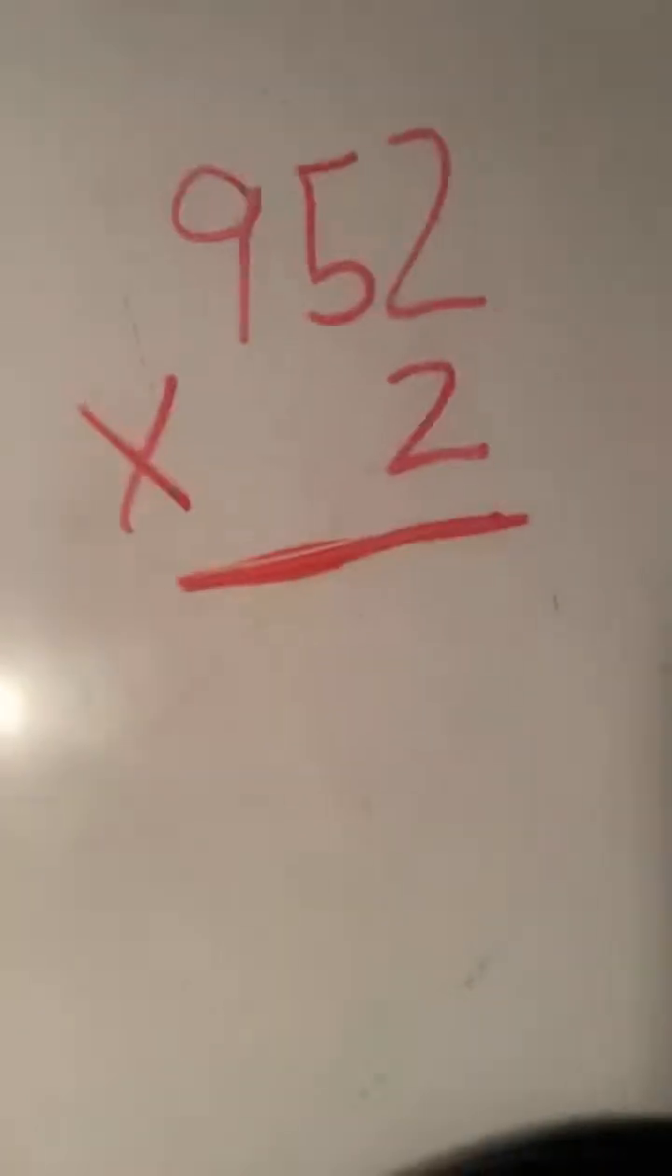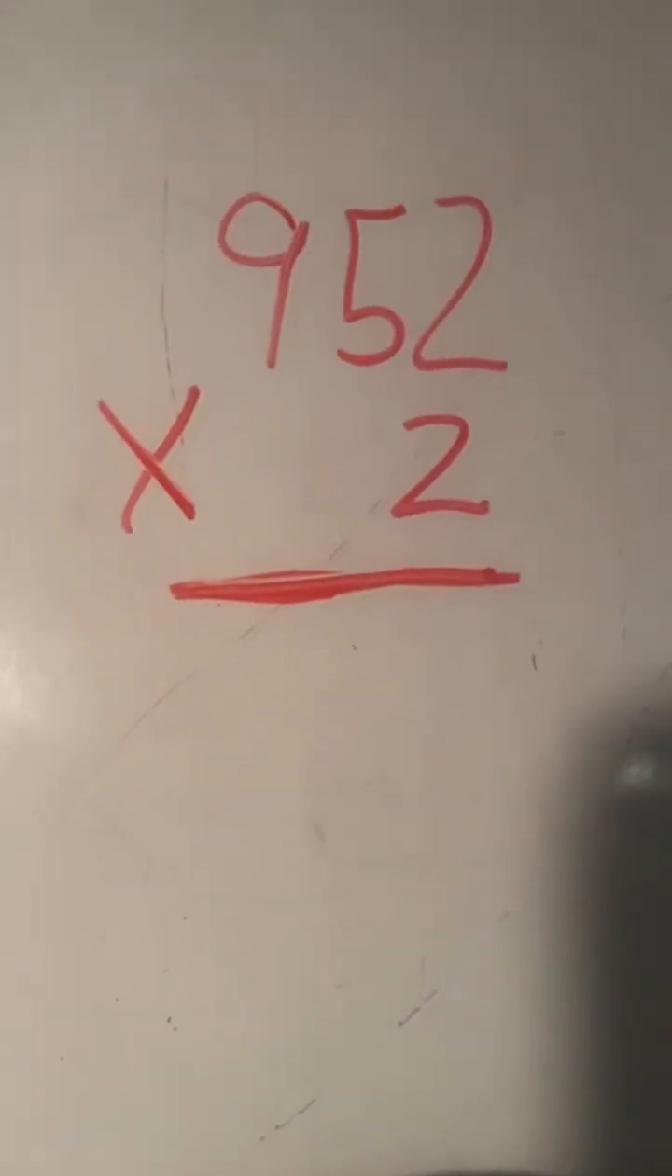All right, this will probably be the final problem of the video. 952 times 2. So starting out in the ones place, 2 times 2 equals 4.